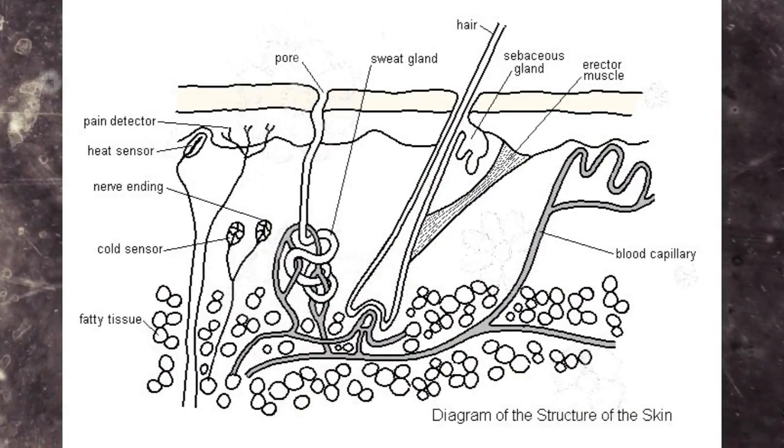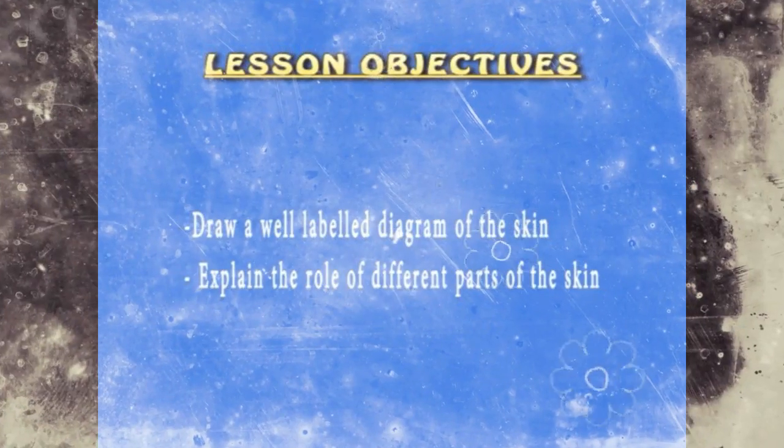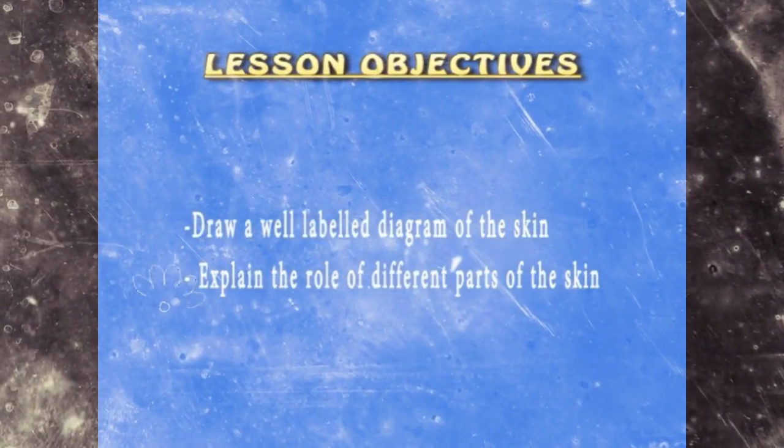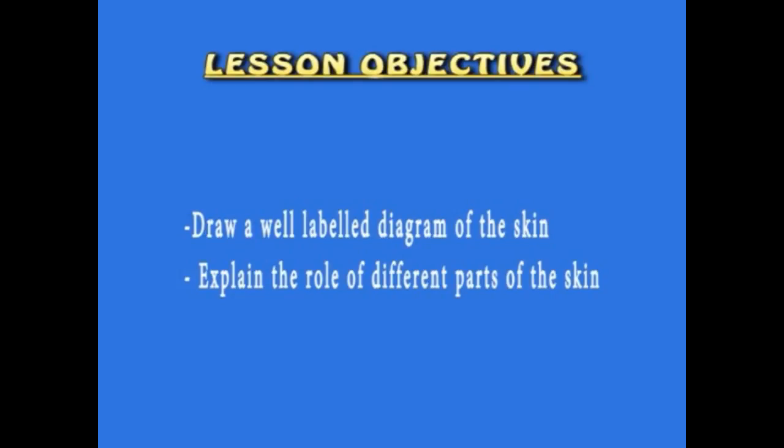Today we'll look at the skin and temperature control. At the end of this lesson, you are expected to draw a well-labeled diagram of the skin. Apart from that, you are expected to explain the role of different parts of the skin.